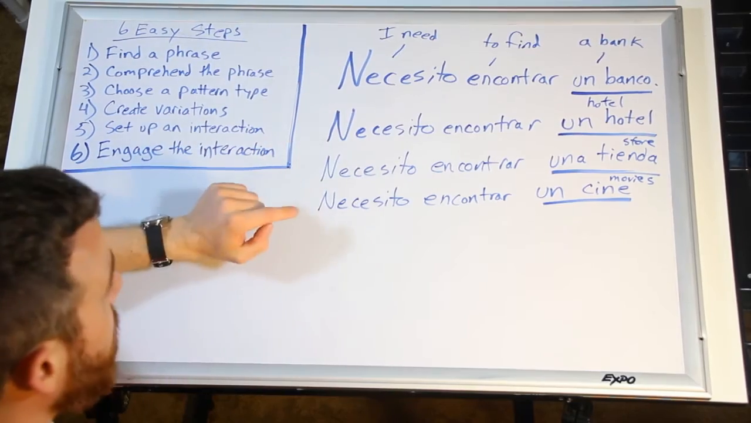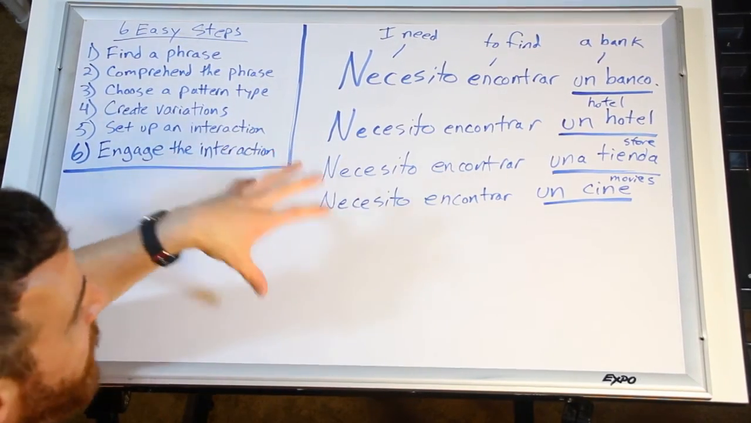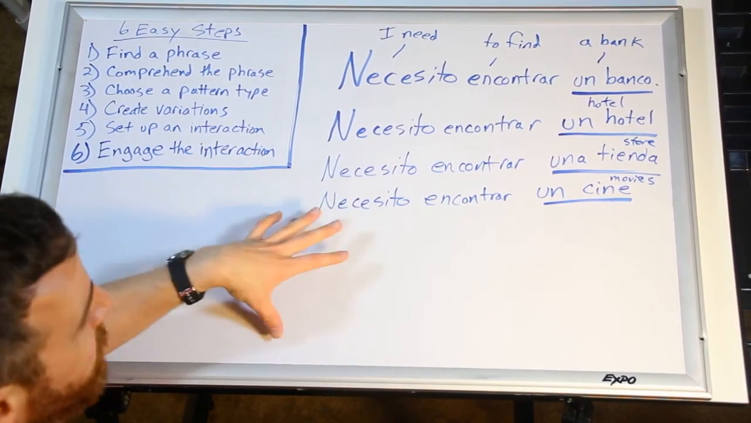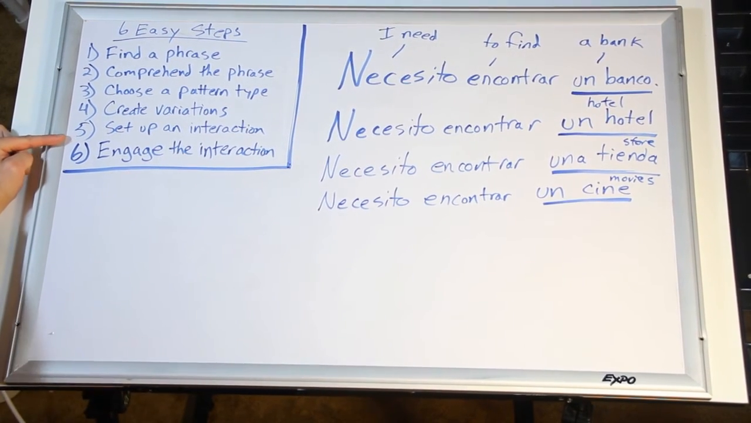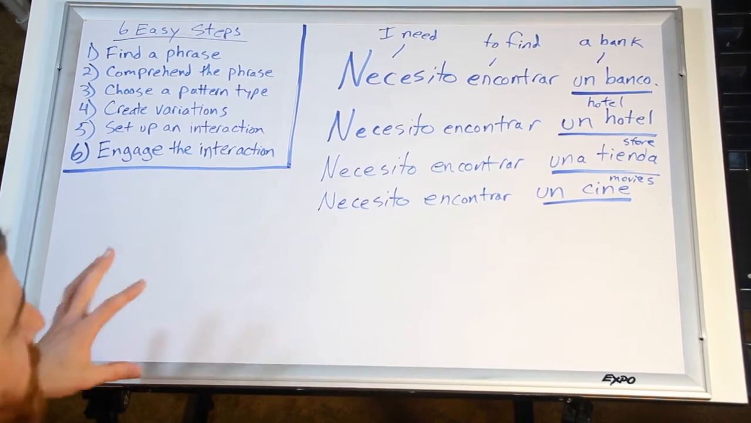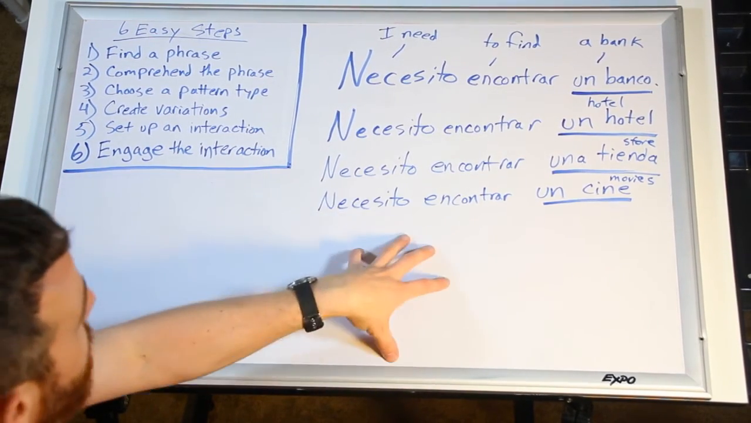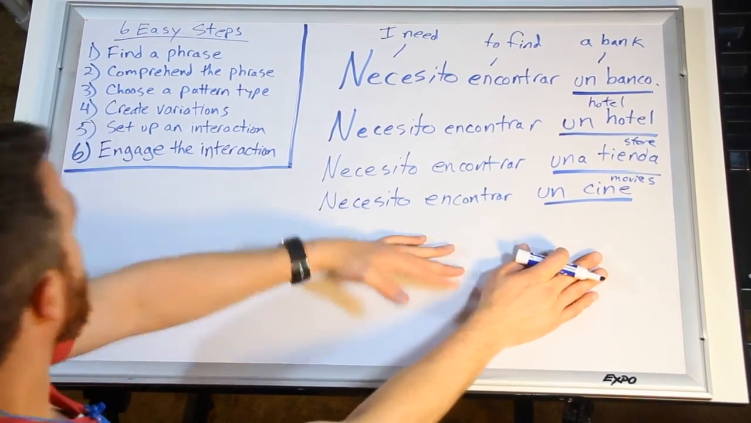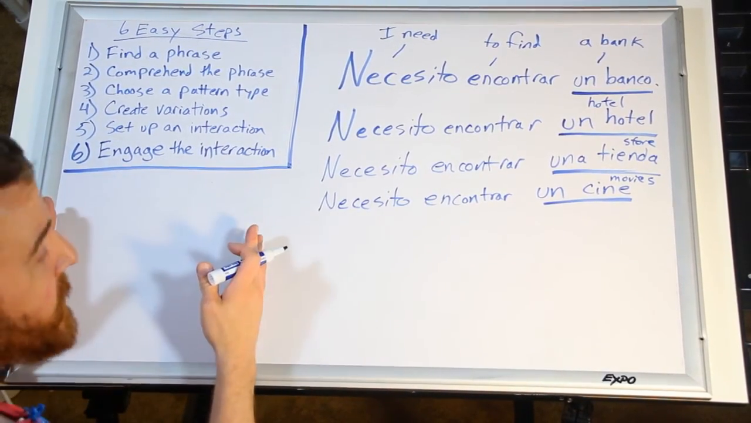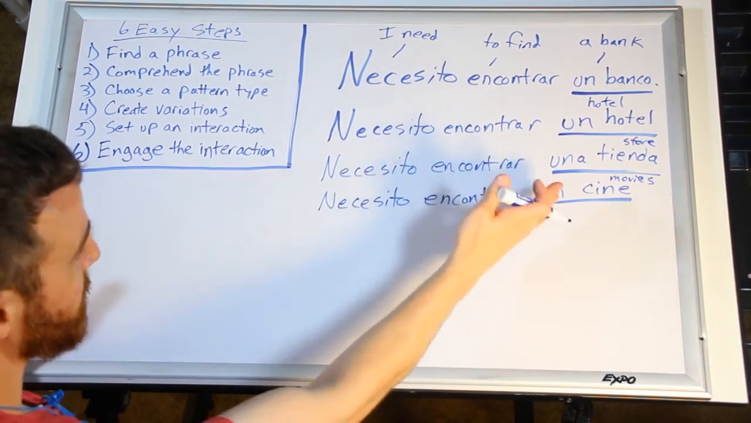Step 4 is to create variations. Now I've only written 4 variations here, but I recommend to make at least 10 to 20 variations for good solid practice. Okay, step 5, set up an interaction. There are 2 parts to an interaction, a prompt and a response. And since this is the phrase that we're practicing, this will be our response. And the goal of the prompt is to get us to say the response.